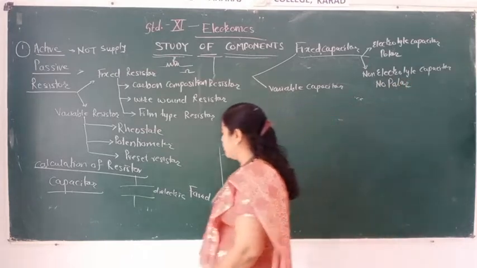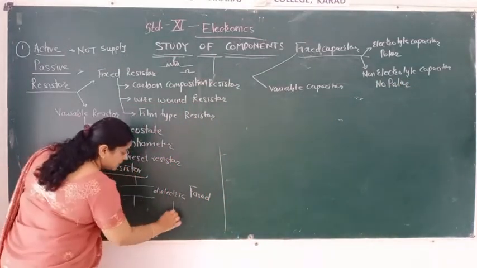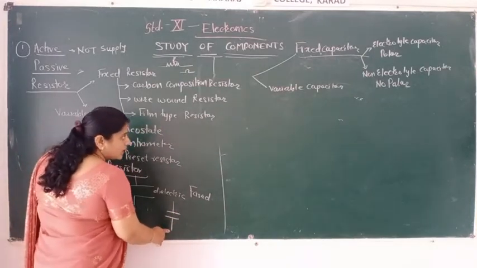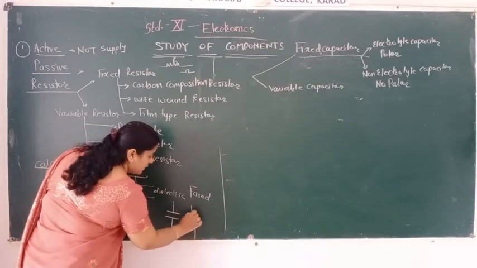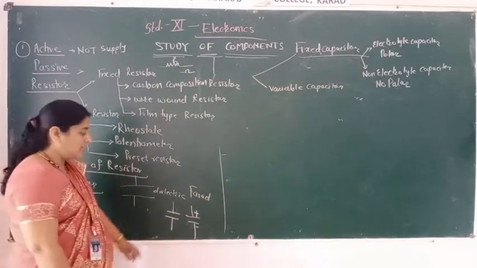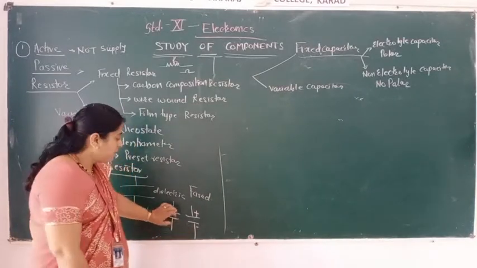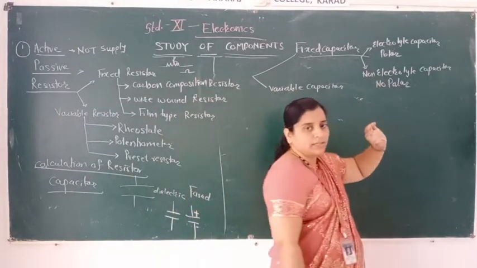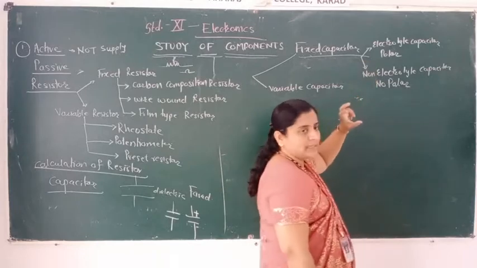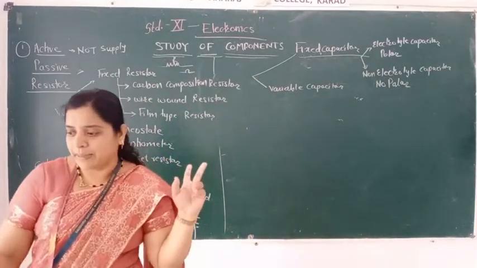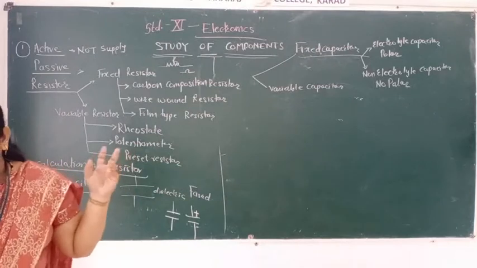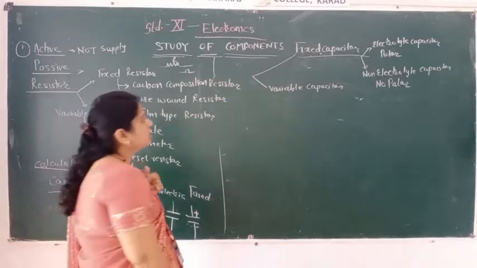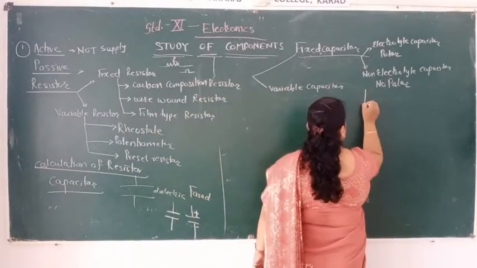What is polar and non-polar? See here, if the capacitor does not have polarity, then it is called a non-polar capacitor, and the capacitor which has positive negative polarity is called a polar capacitor. If polarity is absent, that is a non-polar capacitor. Another name for non-polar capacitor is non-electrolyte capacitor. These polar and non-polar capacitors again have types.